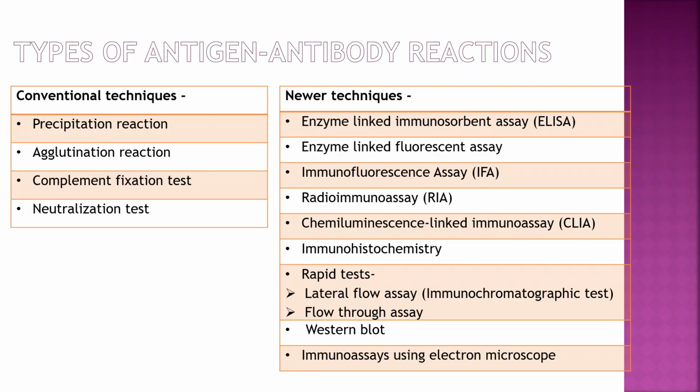Types of antigen-antibody reactions: conventional and newer techniques. Conventional techniques are precipitation, agglutination, complement fixation, and neutralization. Newer techniques are enzyme-linked immunosorbent assay, that is ELISA, enzyme-linked fluorescent assay, immunofluorescence assay, radioimmunoassay, chemiluminescence-linked immunoassay, that is CLIA, immunohistochemistry, rapid tests, lateral flow immunochromatographic test, flow through, Western blot, and immunoassays using the electron microscope.